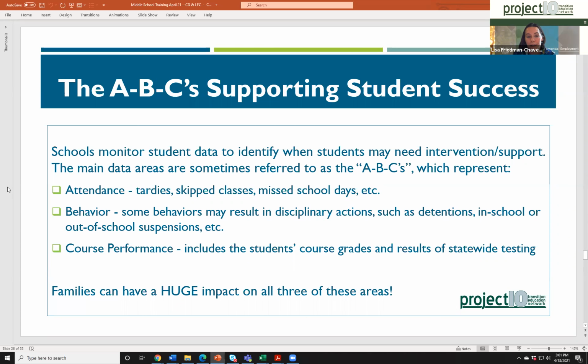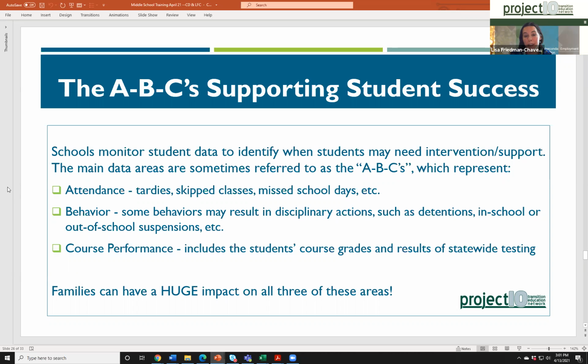So attendance, and these are the three areas for the early warning system we want to be keeping a pulse on. For attendance, it's tardies, skipped classes, missed days of school. You're looking for patterns. You're looking all the way back in elementary school, because if you can nip that pattern in the bud, hopefully that will set them on a better trajectory as far as attendance goes later on.